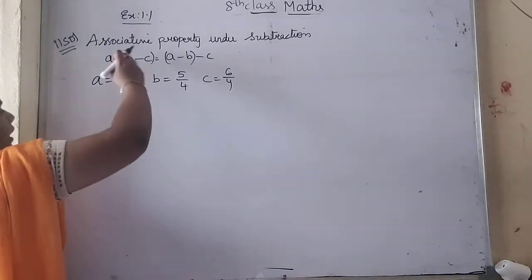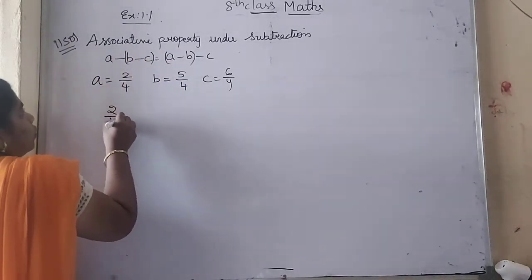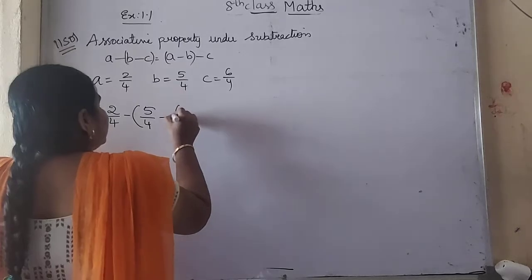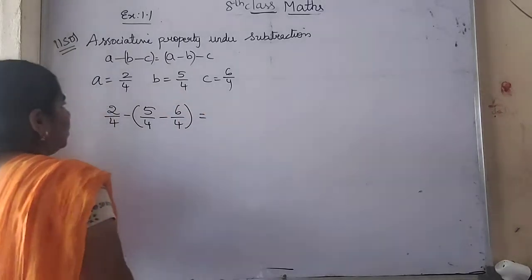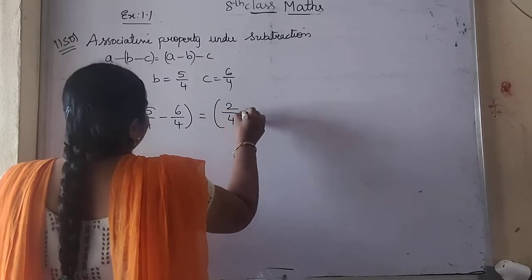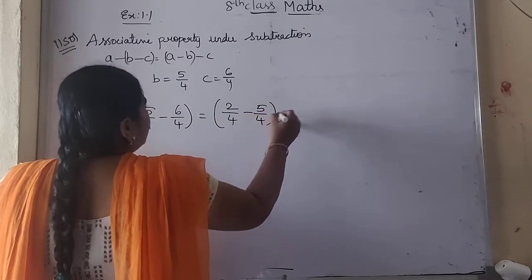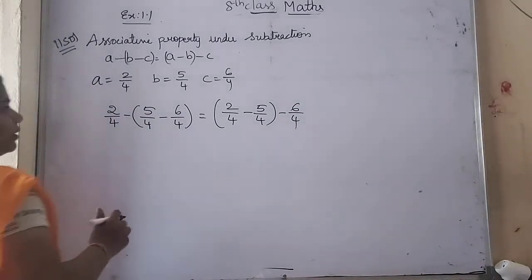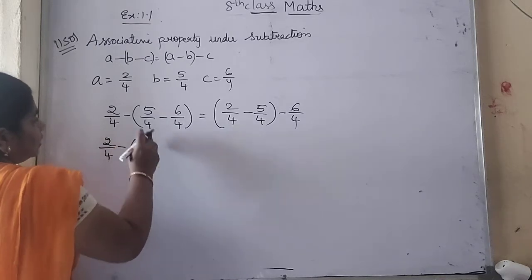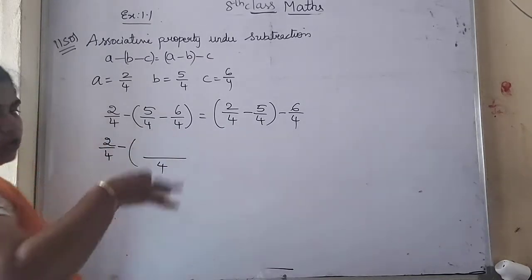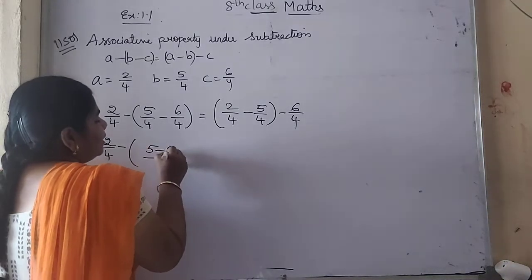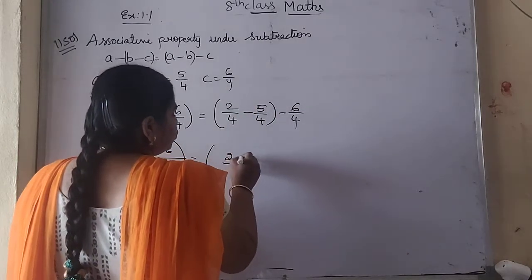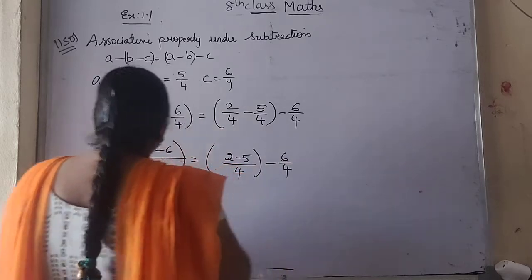So substitute these values in the A, B, C values. A value is 2 by 4 minus B value 5 by 4, minus C value 6 by 4, equals, here A value is 2 by 4 minus, B value is 5 by 4 minus C value is 6 by 4. So first we have to solve the bracket terms. The remaining terms you write as they are. 2 by 4 minus 5 by 4: the LCM of 4 and 4 will be 4 itself. Directly you can subtract the numerator values. 5 minus 6 by 4: here also the LCM of 4 and 4 will be 4. Directly subtract the numerator values, 2 minus 5, and 5 minus 6 by 4.